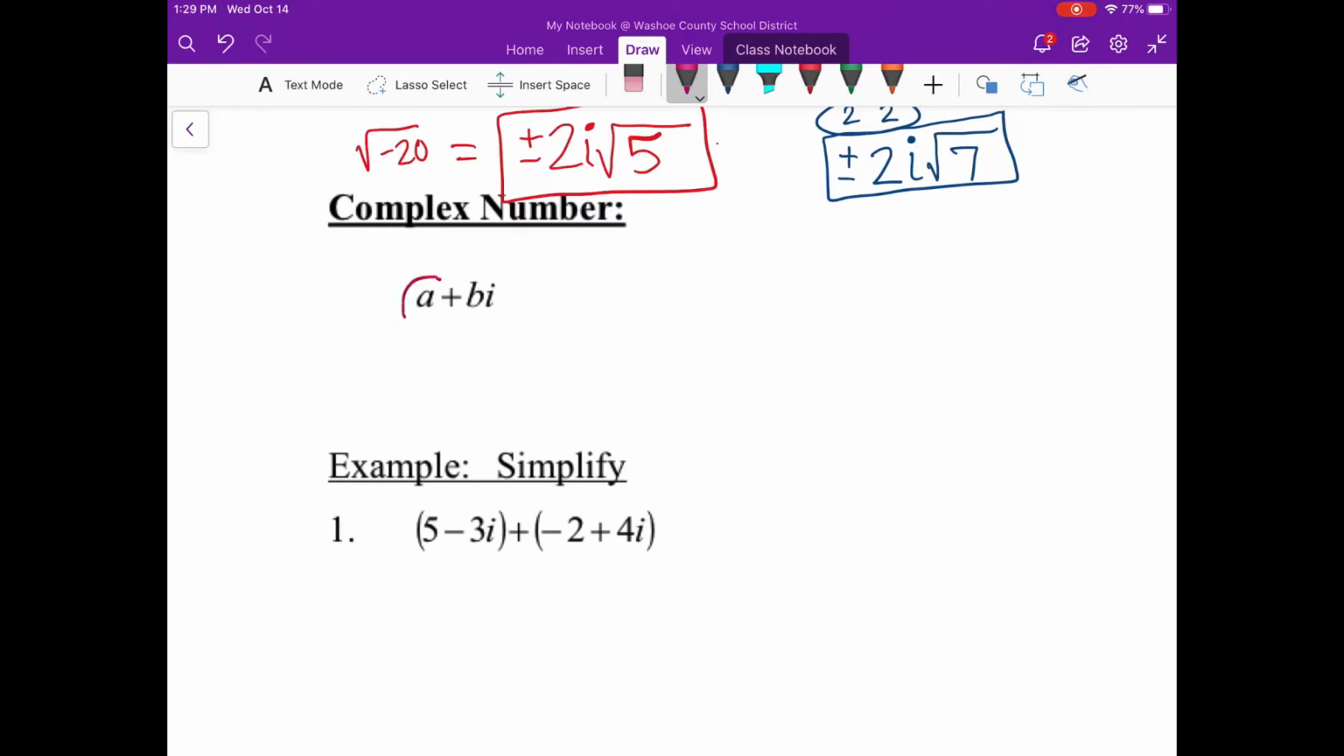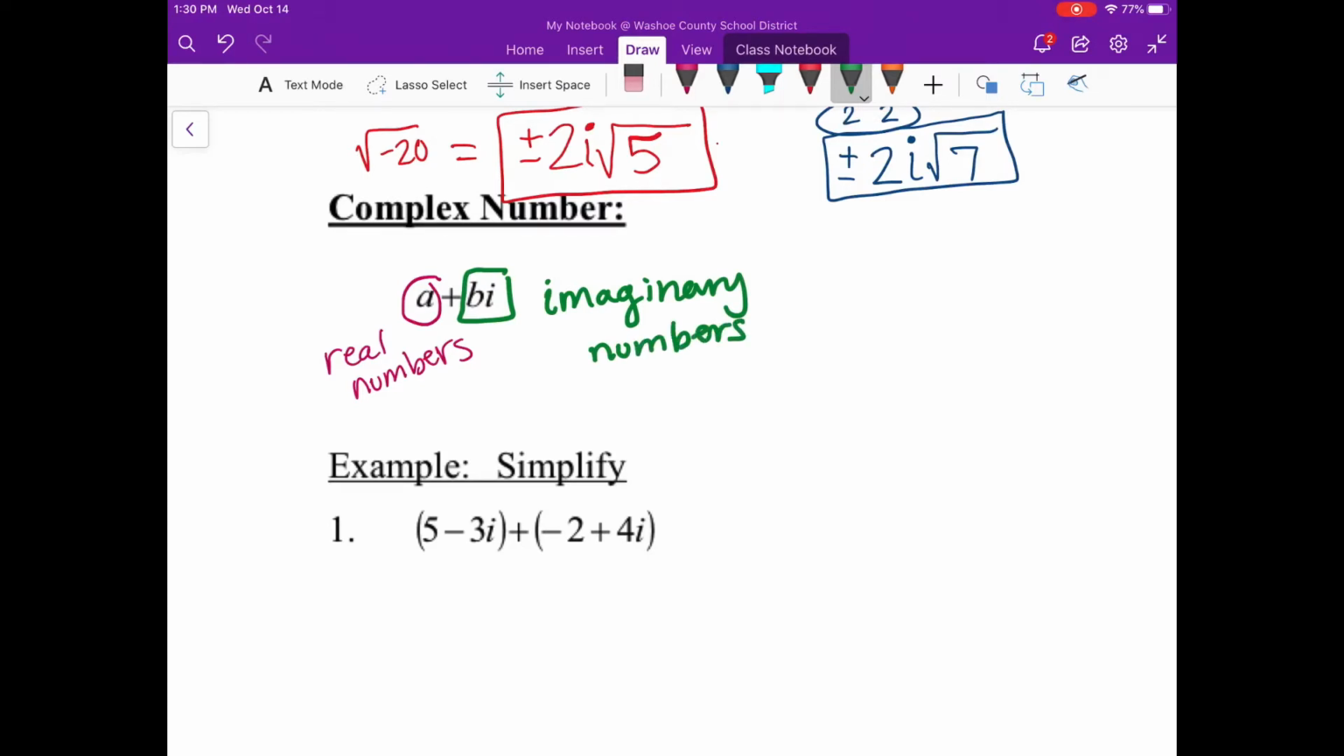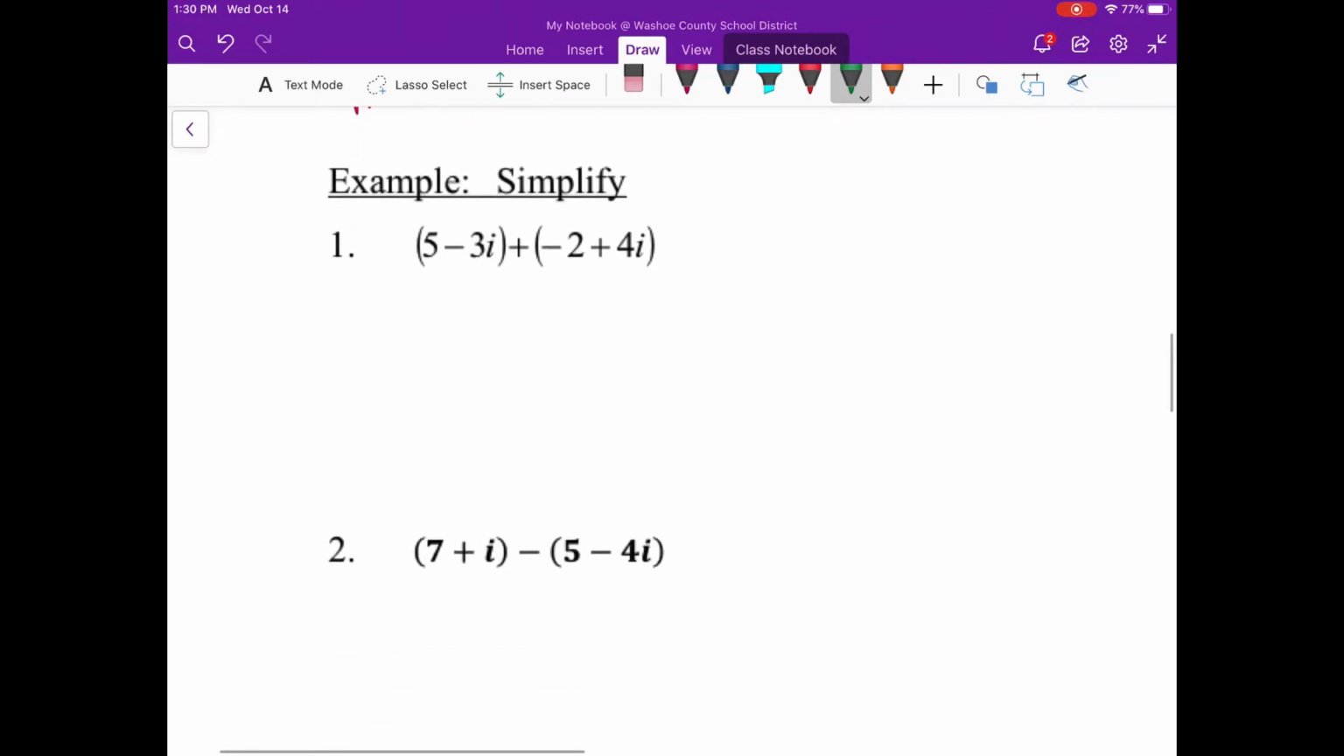A complex number has 2 parts to it. The first part is what you have worked with all of your life. It's real numbers. So these are integers using the number line from negative infinity to positive infinity. And then this is the new part, and these are going to be your imaginary numbers. When you are writing complex numbers out, you always want to put the real part first and the imaginary part second. Okay, so let's start simplifying some of these.